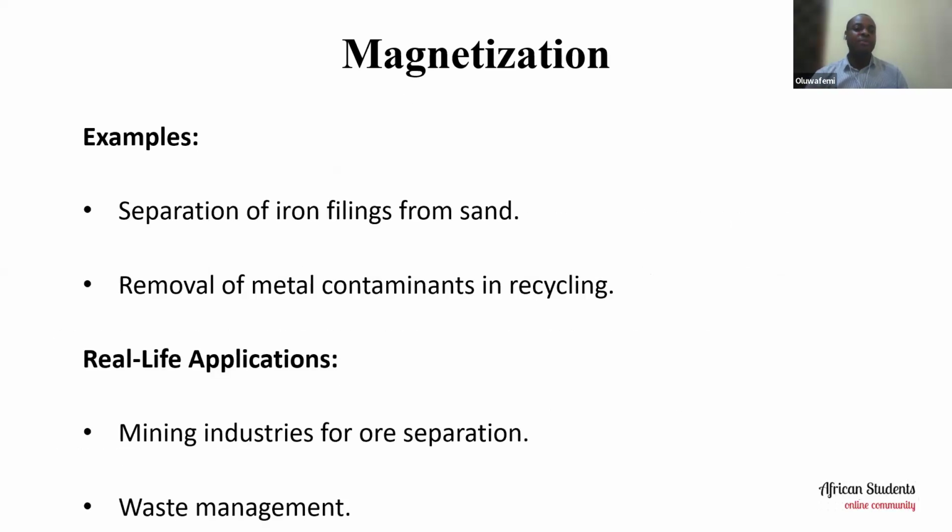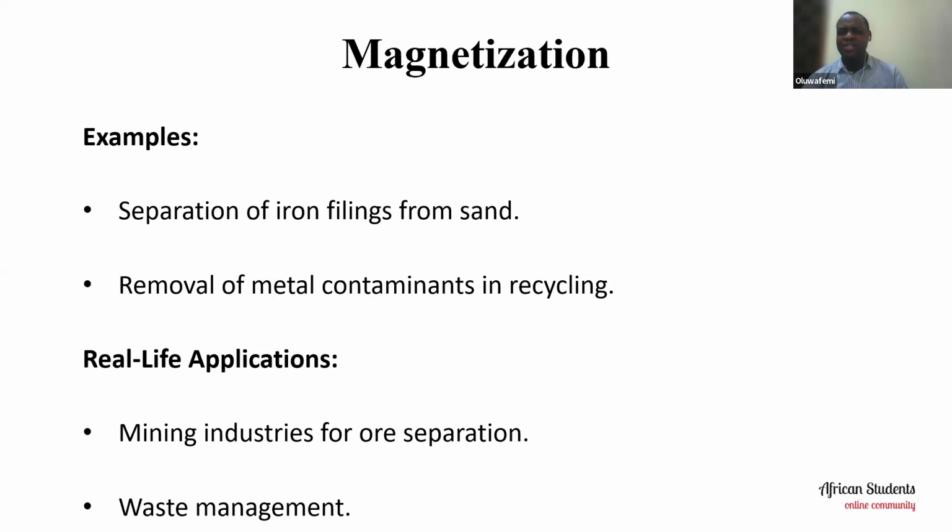Okay, so what are examples now? Separation of iron filings from sand. I've done that before. I don't know about you. If you have done that before, just give me a thumbs up in the comment section. All right, so we have separation of iron filings from sand, then removal of metal contaminants in recycling, as examples.